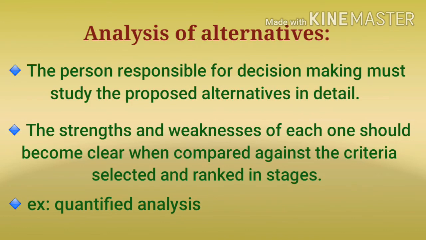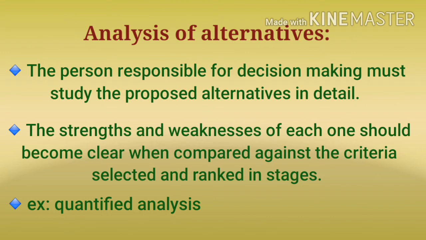Analysis of the alternatives. This is the fifth step in the decision making process. The process of comparing and examining the alternatives available by measuring them against the same standards using only relevant criteria. The person responsible for decision making must study the proposed alternatives in detail. The strengths and weaknesses of each one should become clear when compared against the criteria selected and ranked in previous stages.